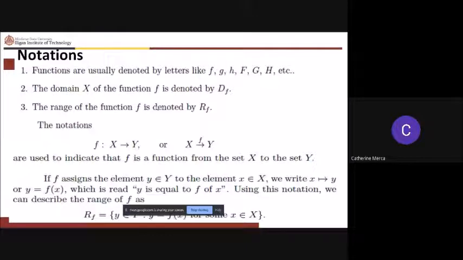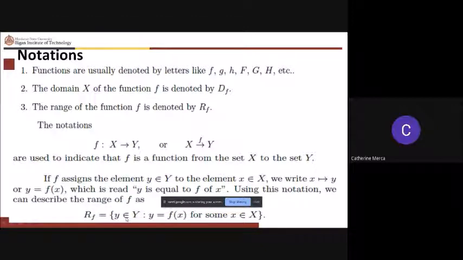So let us take a look at the following notations. Your functions are denoted by f, g, h, where X is your domain, denoted by D sub f. Your range is denoted by R sub f. So we have a function from X to Y. Pwede ito ang pagkasulat niya, or pwede rin ganito, no? Nandito sa taas yung f. So these are used to indicate a function from a set X to a set Y. And we denote the value for your range as this.